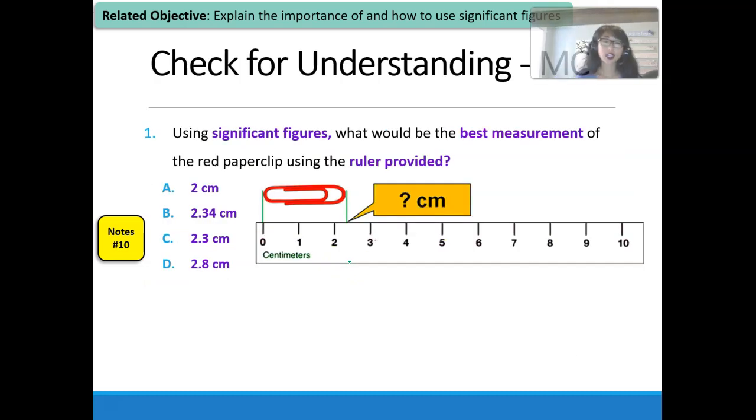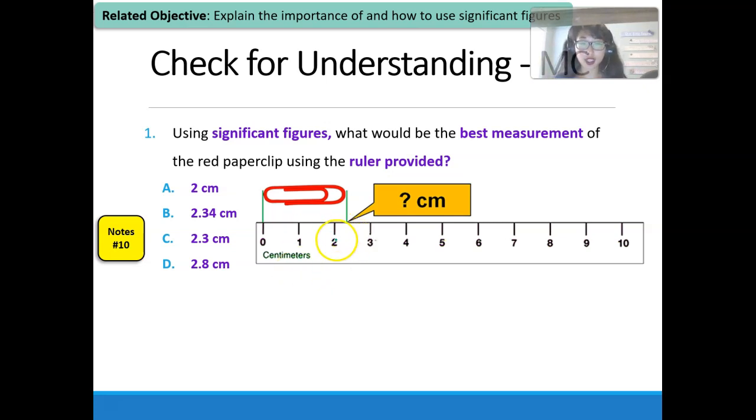All right, so last thing that we need to do is just to make sure we understand this. Using significant figures, take a look at this. What would be the best measurement of the red paperclip using the ruler provided? This ruler is not super detailed. The only digits we have here are for the centimeters. So we're going to use the digits for centimeters and then say point and make 1 estimated digit here.